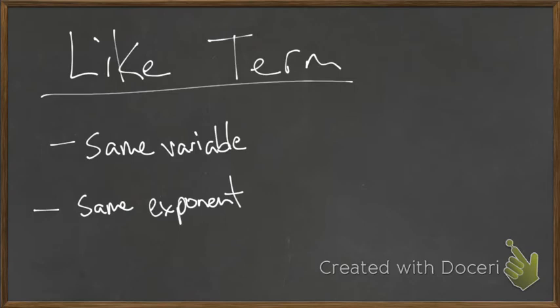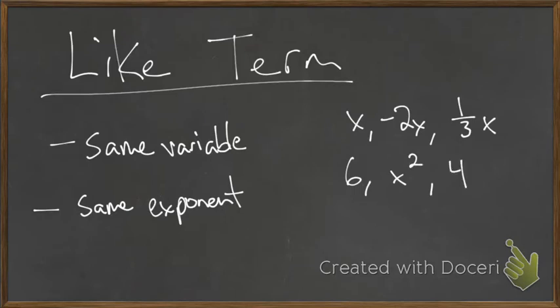But it doesn't work. So let me give you some examples of things that are like terms, and then I'll give you some non-examples, all right? You ready? Some examples of like terms would be x, -2x, 1/3 x. All of these have variable x to the first power, correct? Here's a non-example: 6x, x squared, 4. The one that would not fit is the x squared. It has a variable x and an exponent of 2. I could combine the 4 and 6, but the x squared I could not combine.